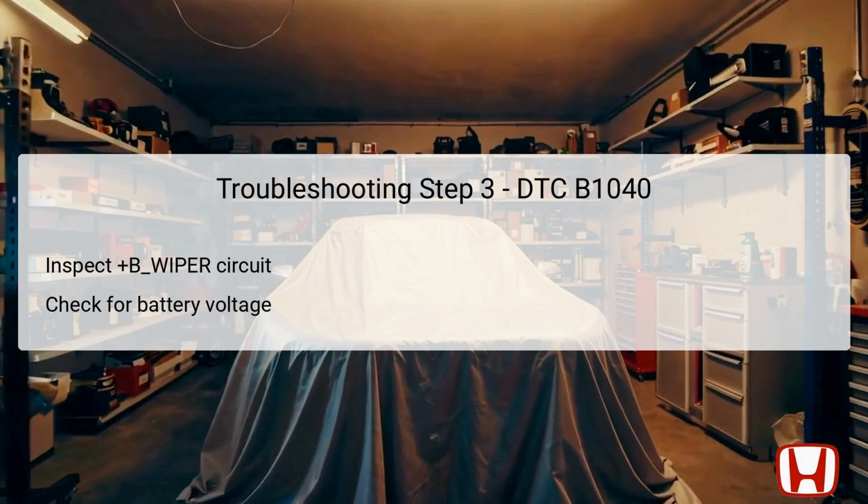Utilizing a multimeter, measure the voltage on this circuit while in the ignition on mode. This circuit should show a consistent 12-volt battery voltage, indicating that power is being delivered properly from the power source to the windshield wiper control components.